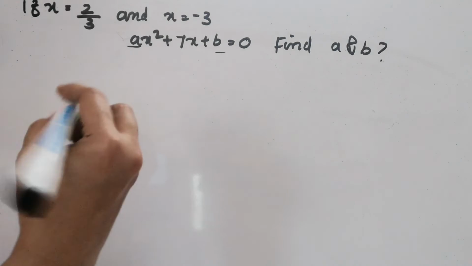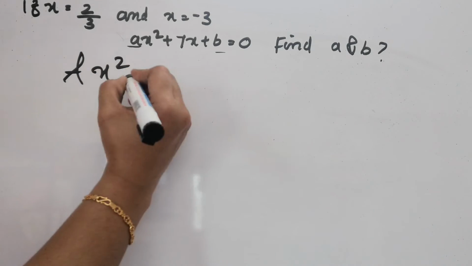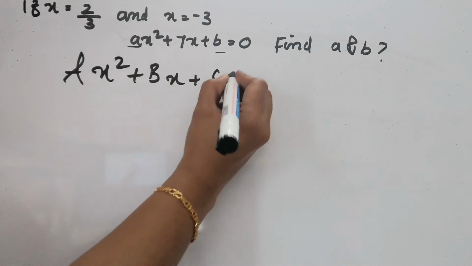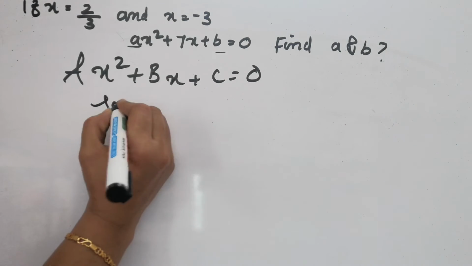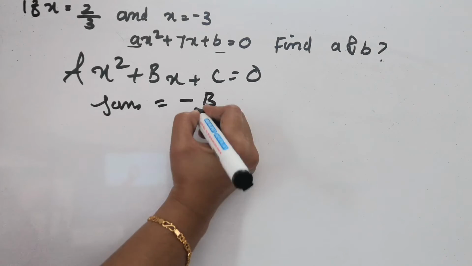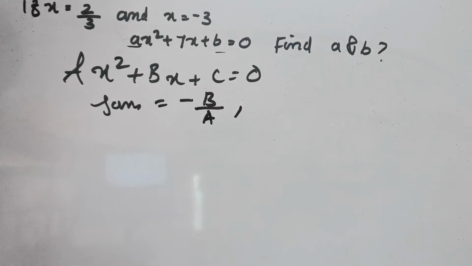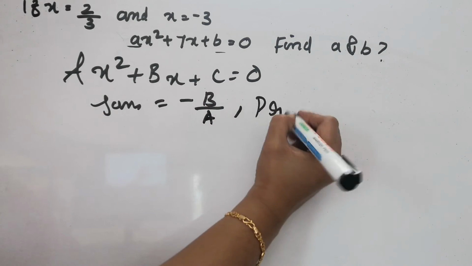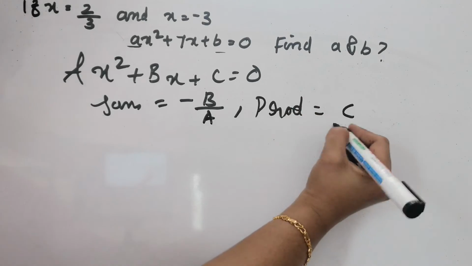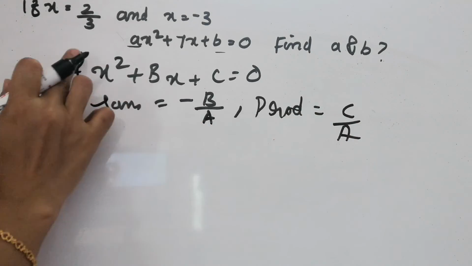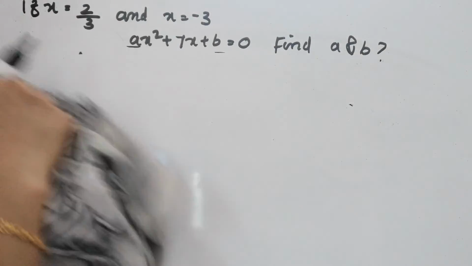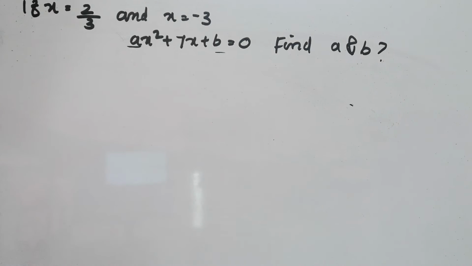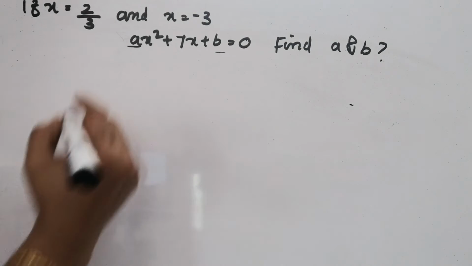So from our general equation, x square plus bx plus c is equal to 0, the sum is equal to negative b by a, and in the same way the product becomes c by a. So we use this formula for solving these types of equations. Clear? Okay. So first we write what is b, what is a, and what is c from our equation.